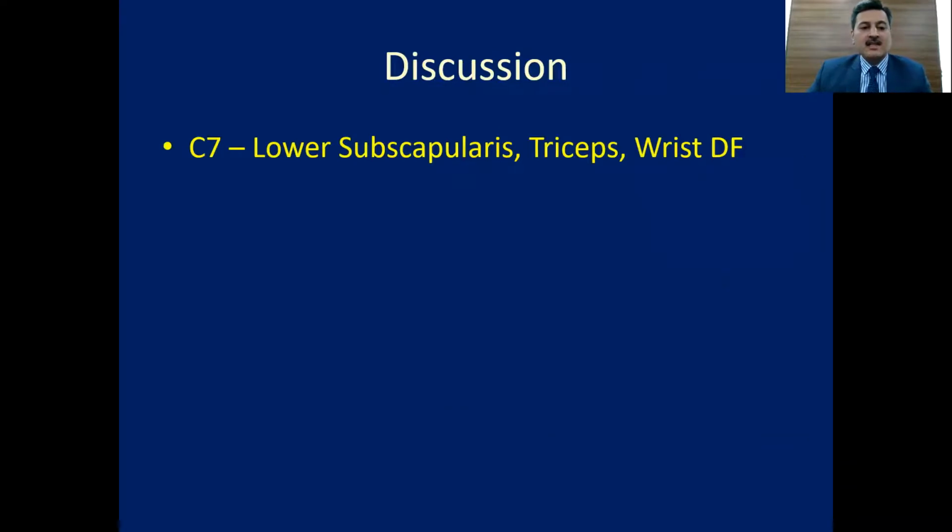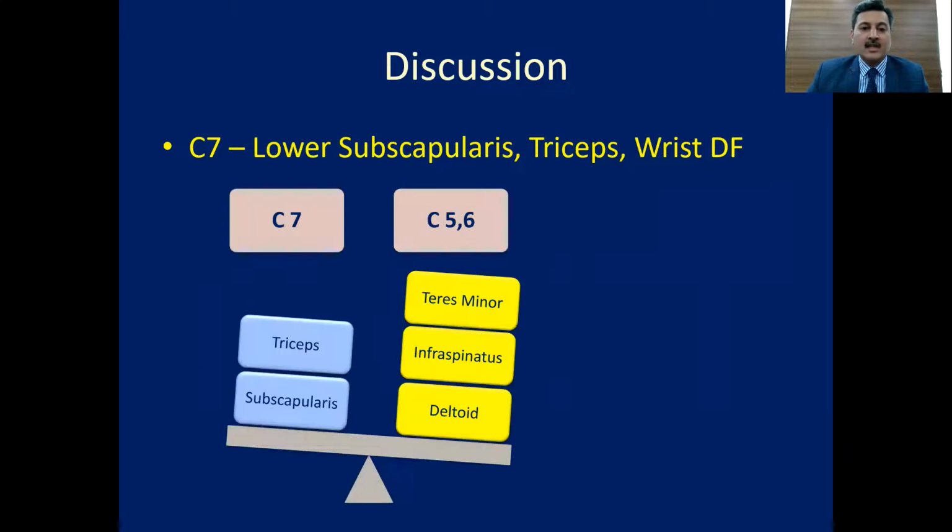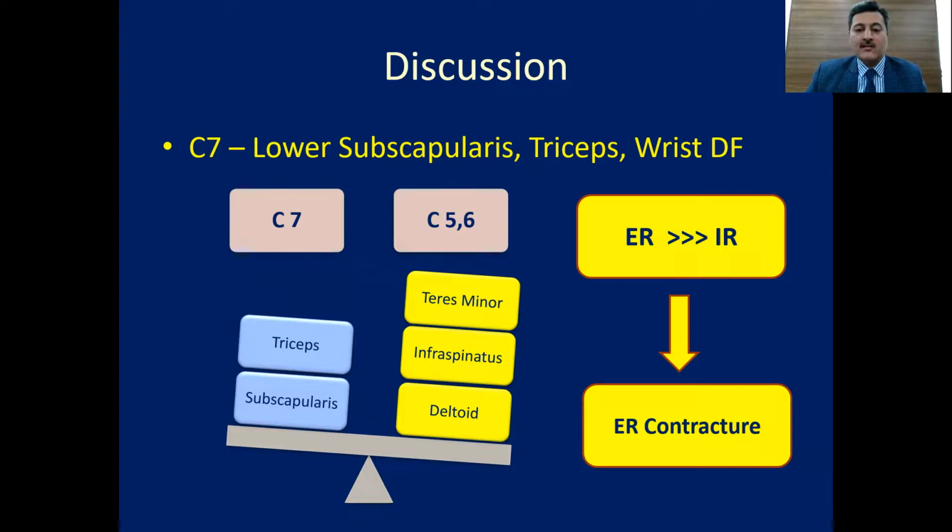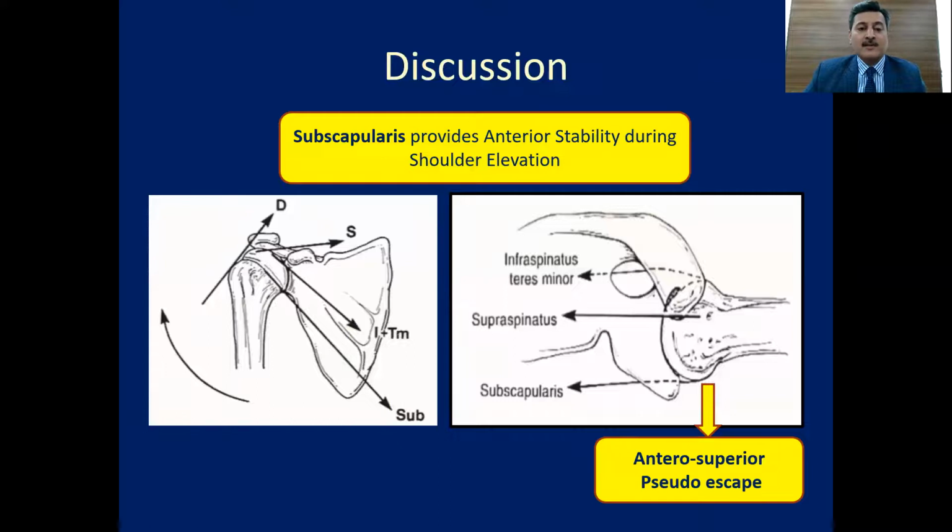In discussion, C7 supplies lower subscapularis and part of triceps and wrist dorsiflexors. In the presence of imbalance between C7 and C5-6, it leads to more external rotation at the shoulder than internal rotation. And if it remains untreated, eventually it would end up in external rotation contracture. The subscapularis, which is supplied by C7, provides an important anterior stabilizer force while doing shoulder elevation. If this subscapularis is non-functional or weak, while attempting shoulder elevation, the humeral head subluxates in front, and this is known as anterior superior pseudo escape.